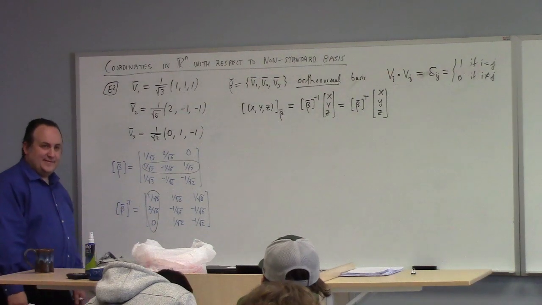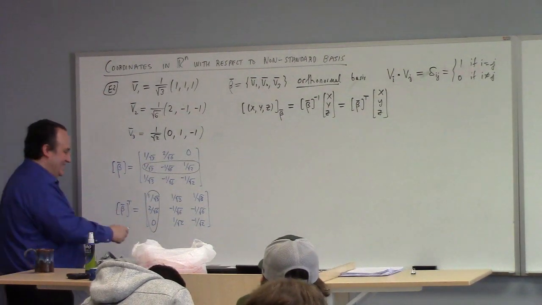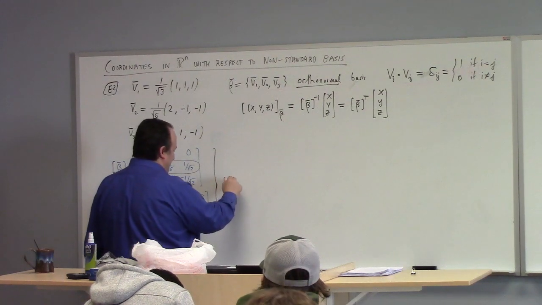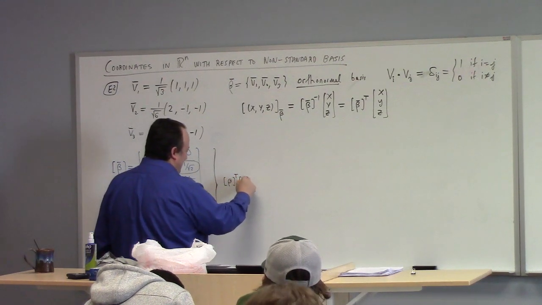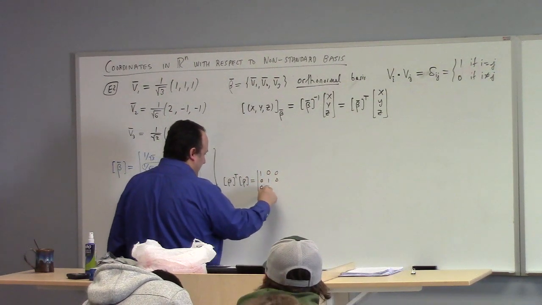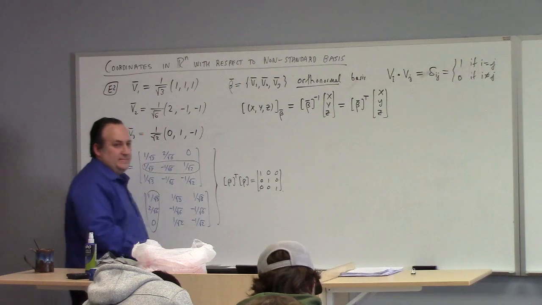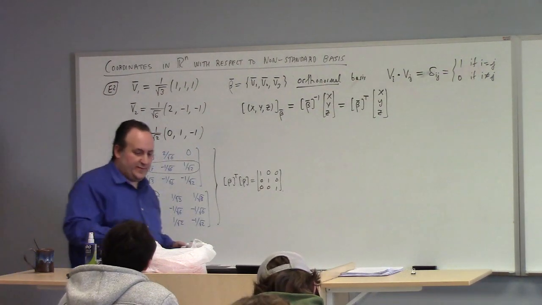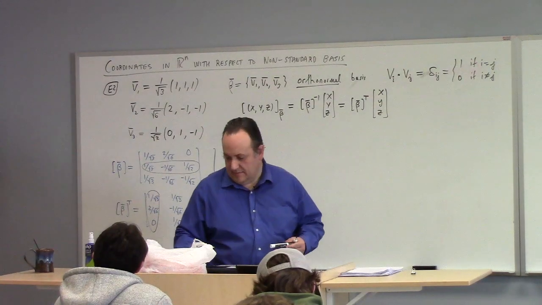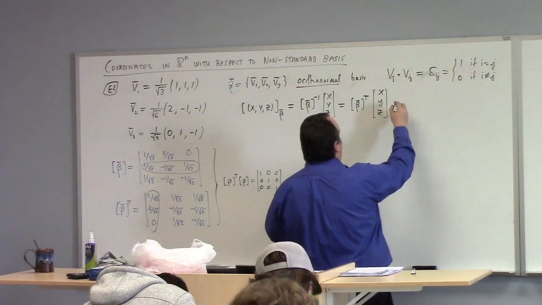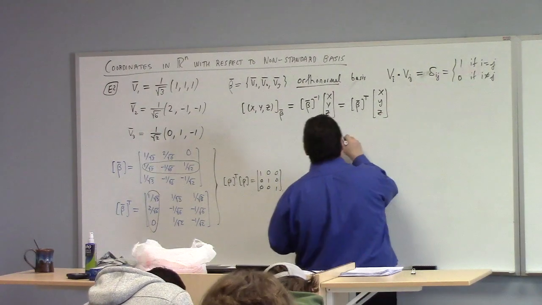It's fine. So you can check that beta transpose times beta indeed is equal to 1, 0, 0, 0, 1, 0, 0, 0, 1. All right? This is obviously very nice because calculating the inverse of a 3x3 matrix is pretty tough.